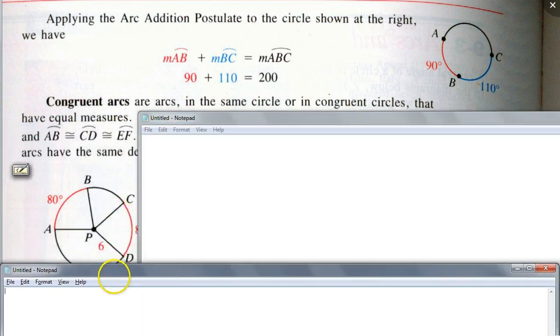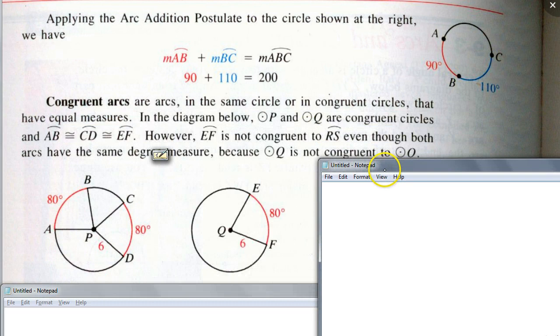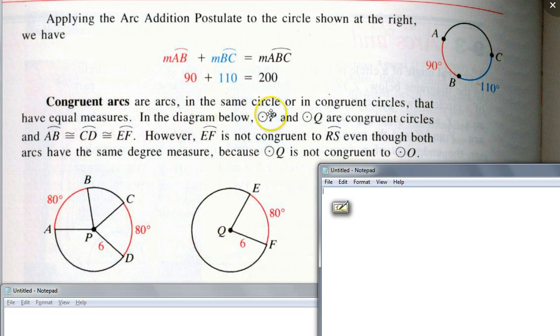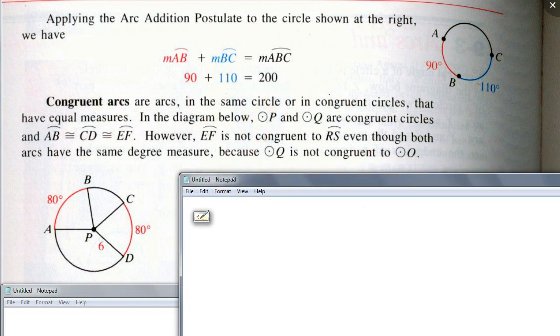Here's an example. Okay, take a look at these two. So they tell us that the two circles, first let's take a look at this one first. Within the same circle. Anybody see congruent arcs in this circle?